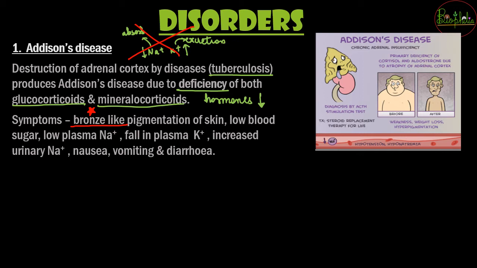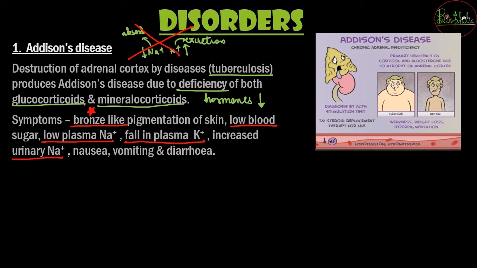So once you have taken the blood samples होने के बाद you can also understand that there will be low blood glucose, and blood glucose कम है. Why? Because glucocorticoids have been reduced. There will be low plasma having sodium, क्योंकि सोडियम का absorption नहीं हो पा रहा है because low mineralocorticoids. There will be fall in plasma content of potassium ions. There will be increased urinary sodium ions because absorb होने की जगह पे सारे के सारे excrete हो रहे.